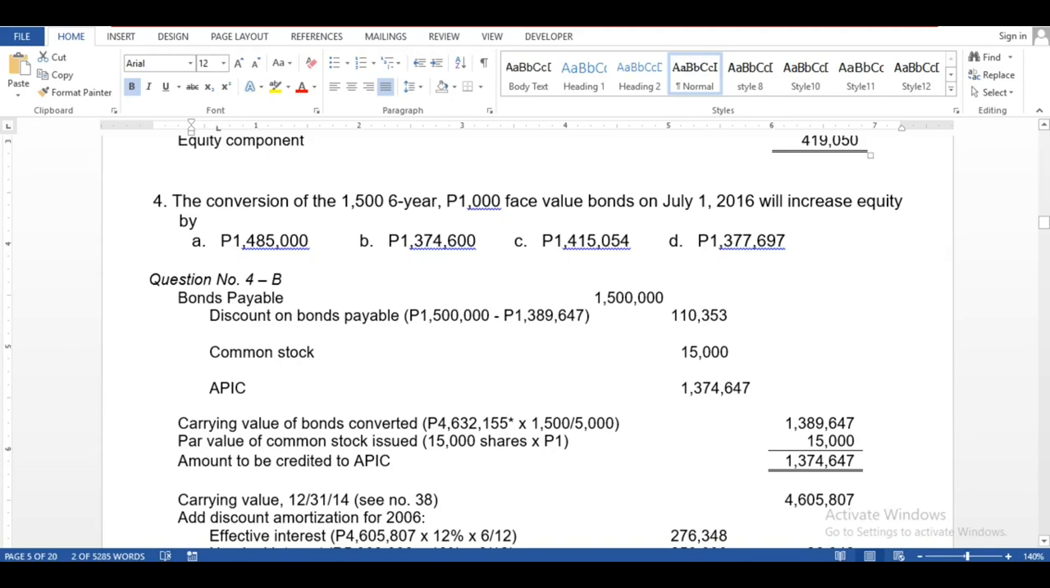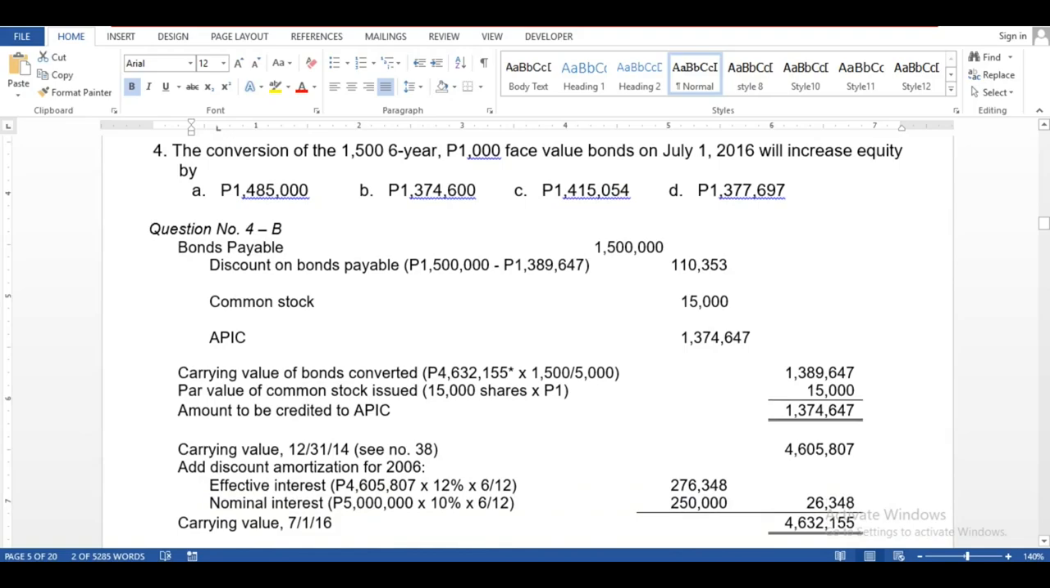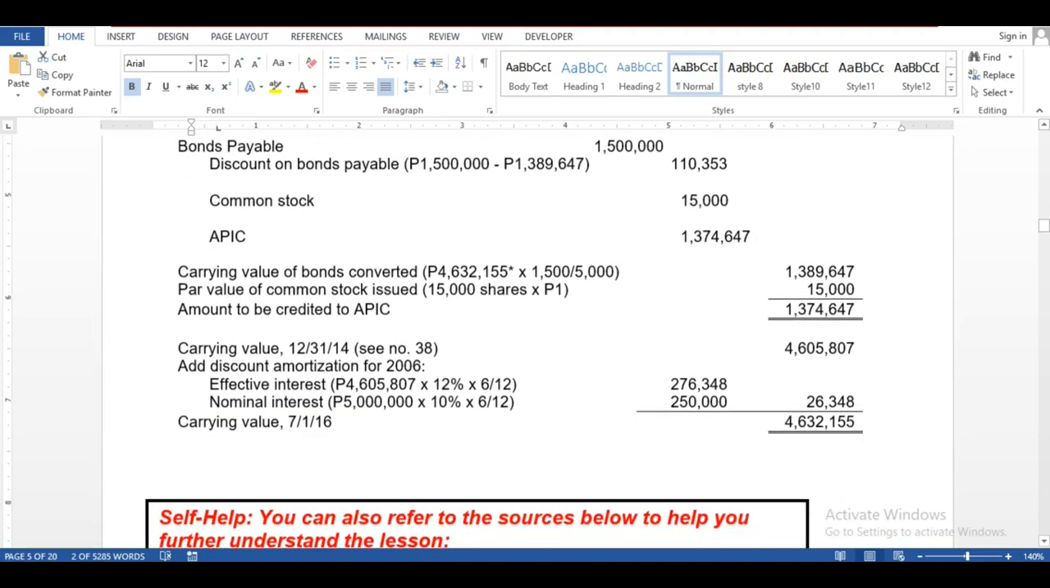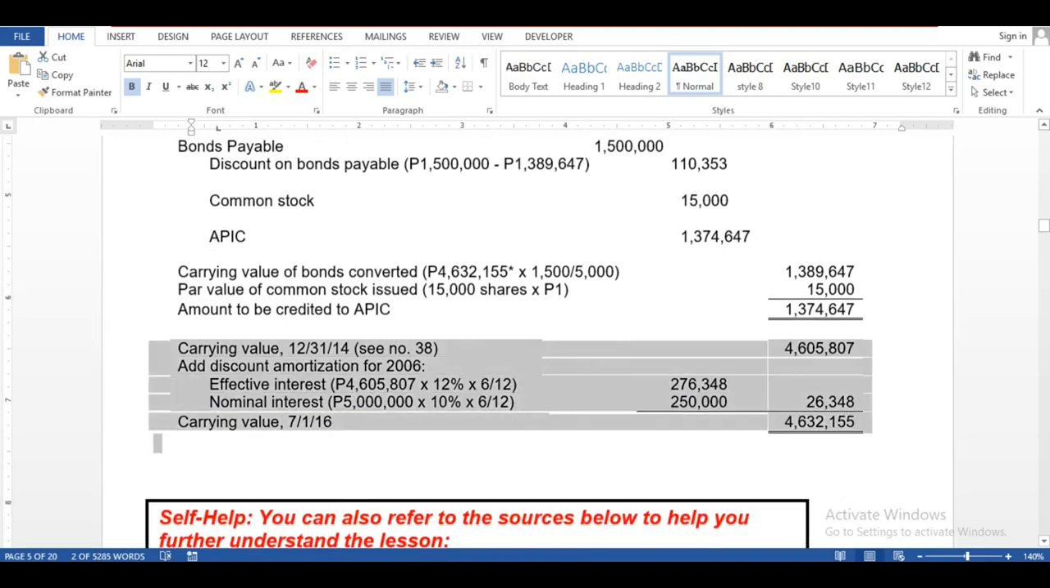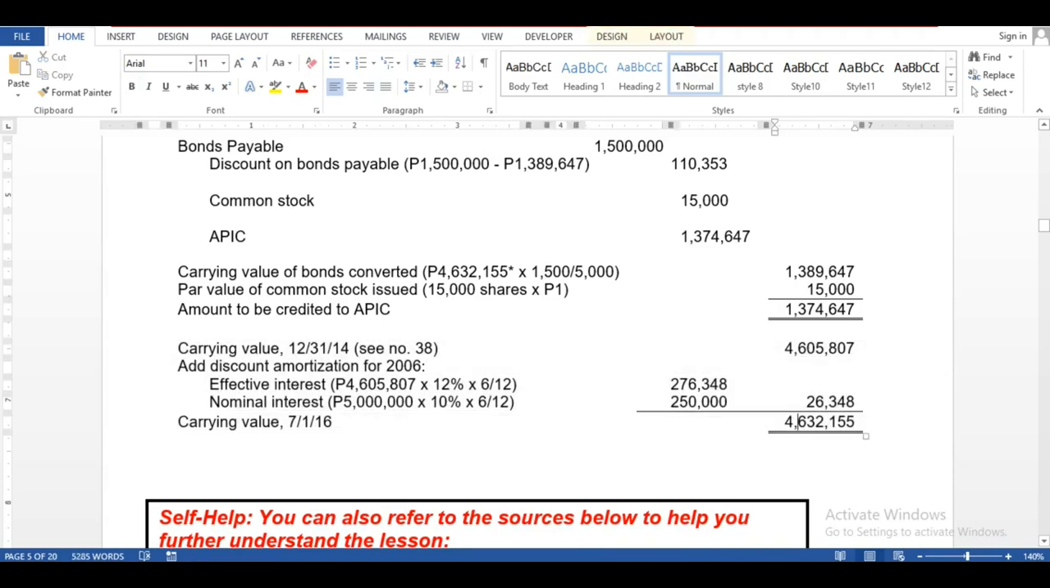So this is increase equity by, so yung APIC yung question na. So as you can see here, you do have the carrying value of the bonds convert. But before that one, let's compute muna the carrying value of the bonds as of this July 1, 2016. Okay. So as you can see, as of July 1, 2016, meron siyang carrying value of the bonds na 4,632,155. And based on this one, so we can compute the carrying value of the bonds converted.